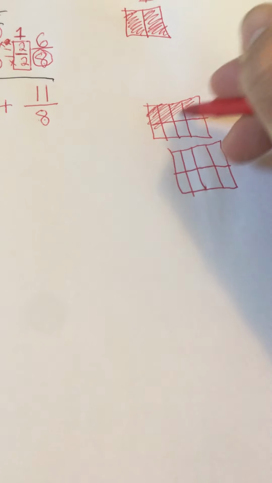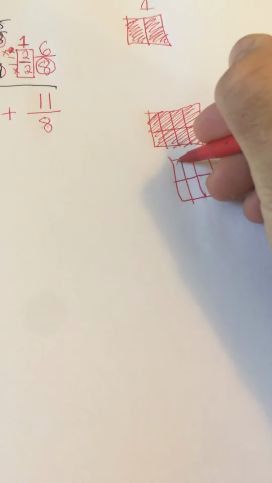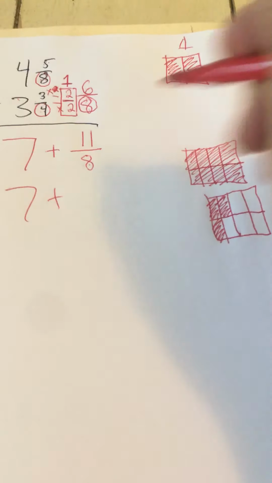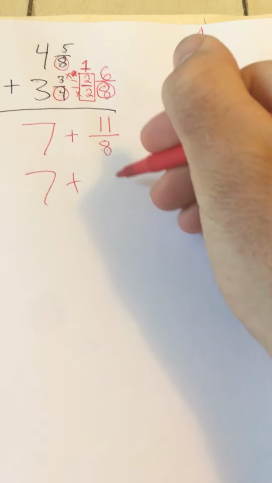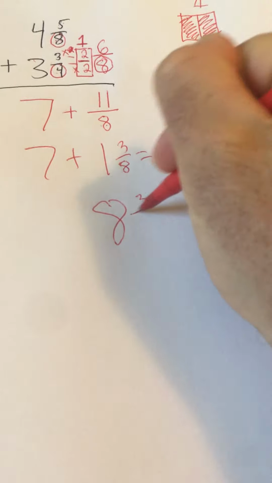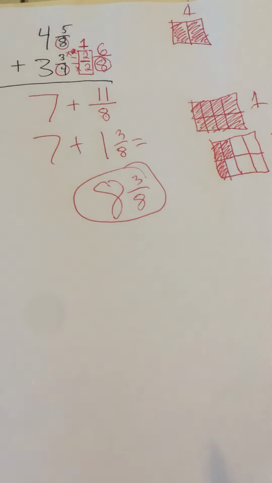So if there's 8, then we need to make eighths again. So if we had 11/8, we'd have 8/8 here, and then 9, 10, 11. So what we really have is 7 plus 1 and 3/8, which equals 8 and 3/8 as our final answer.